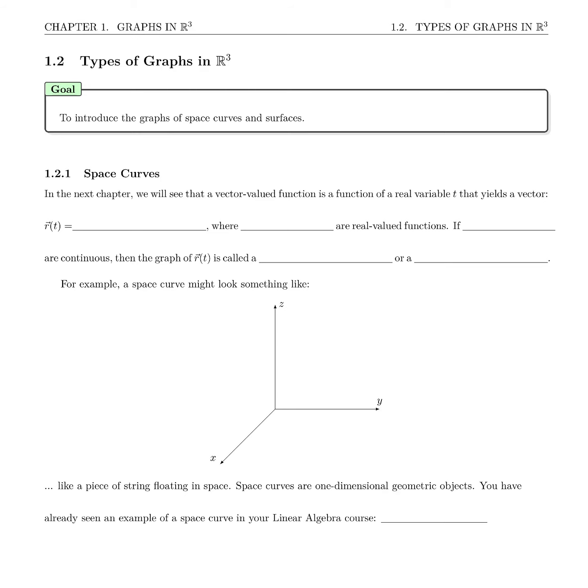Welcome to section 1.2, types of graphs in R3. The purpose of this section is to give you a little introduction to the graphs of space curves and surfaces that we're going to be studying later in the course. So let's start with 1.2.1, space curves.